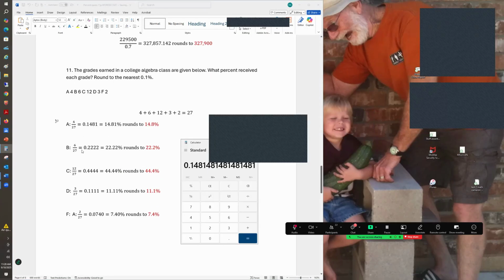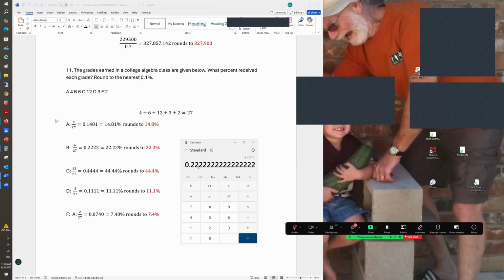Okay, B, 6 divided by 27. There's a bunch of 2's. Move the point 2 places to the right, you get 22.22. And the second 2 is not big enough to round it to 22.3. So it just gets chopped off and makes it 22.2%. Now 12 divided by 27 is 0.4 repeating. Move the point 2 places to the right, you get 44.44.